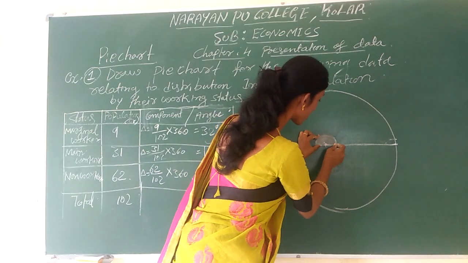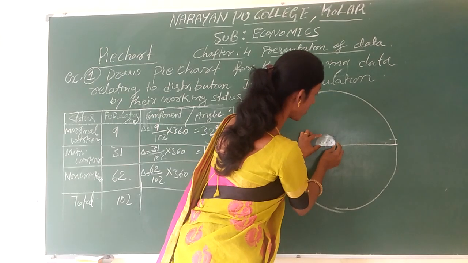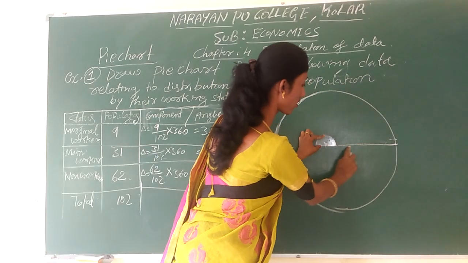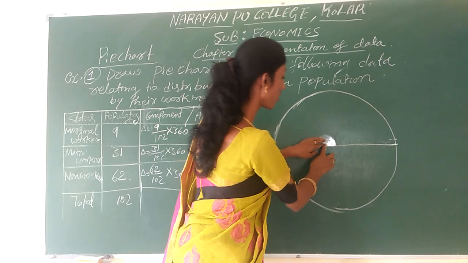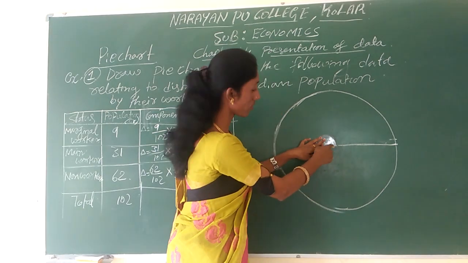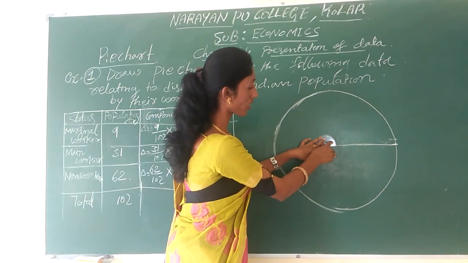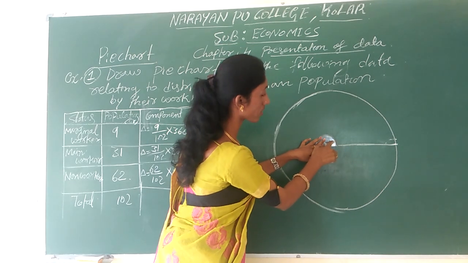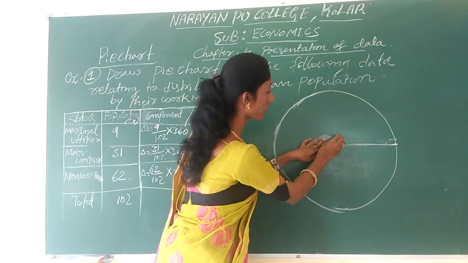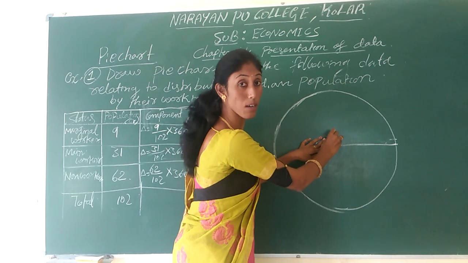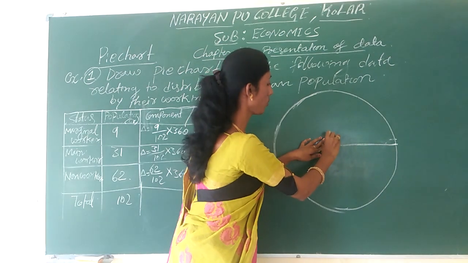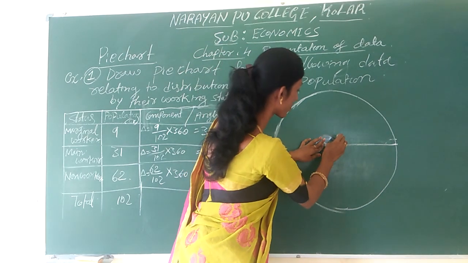Keeping the center point of the circle on the right line, you should start from 0. Where the 32 is here, after 30, take 2 sublines.